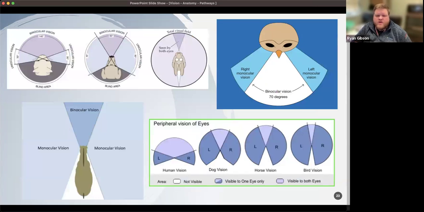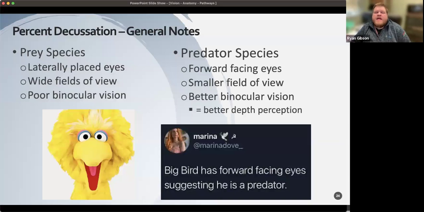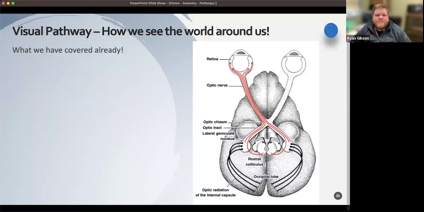So we can see that this all varies between different species, where their eyes are set, how they're set, all of those kinds of things. In general, prey species have eyes that are more laterally placed, right? They need a wider field of view because they need to see the tiger coming up from behind them. Predator species tend to have more forward-facing eyes. Smaller field of view, but better binocular vision equals better depth perception equals better pouncing power. So the more depth, the easier it is to pounce on your prey. There's a lot of P's in that.